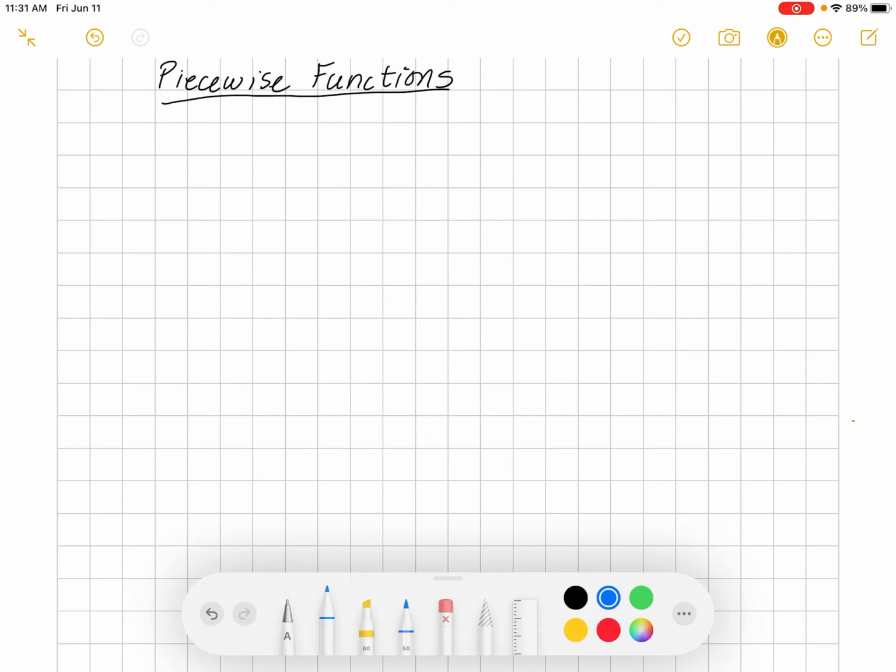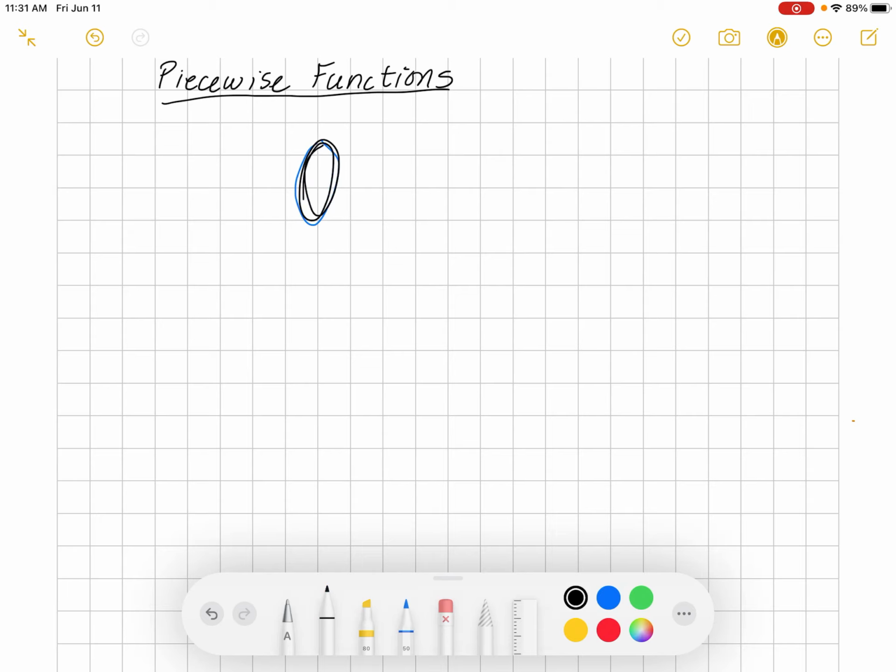So in our last video, we looked at a library of functions. We had some important functions that we want to know, and we're going to expand into looking at what are called piecewise functions. Now, what is a piecewise function? It's a function that's defined in different pieces.